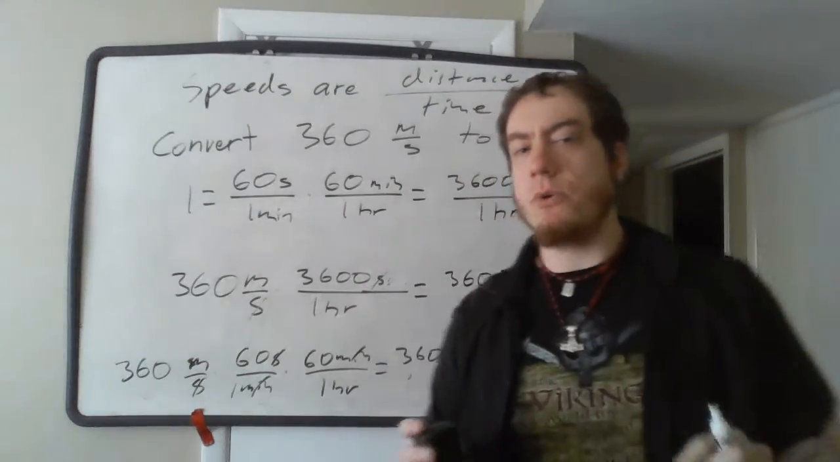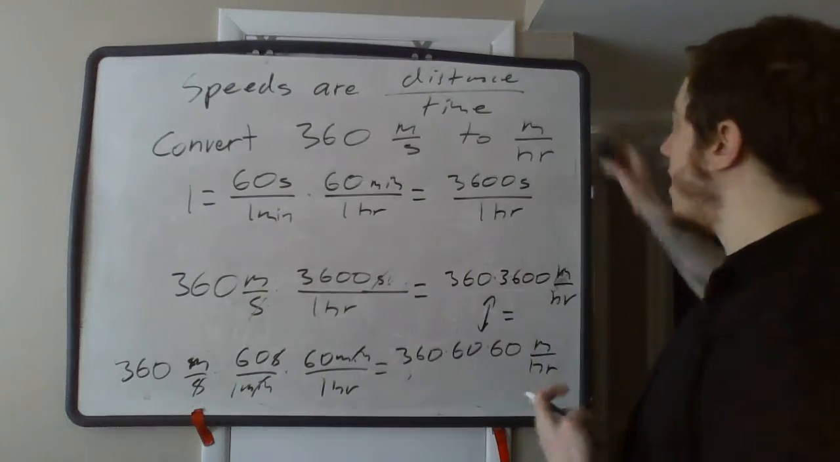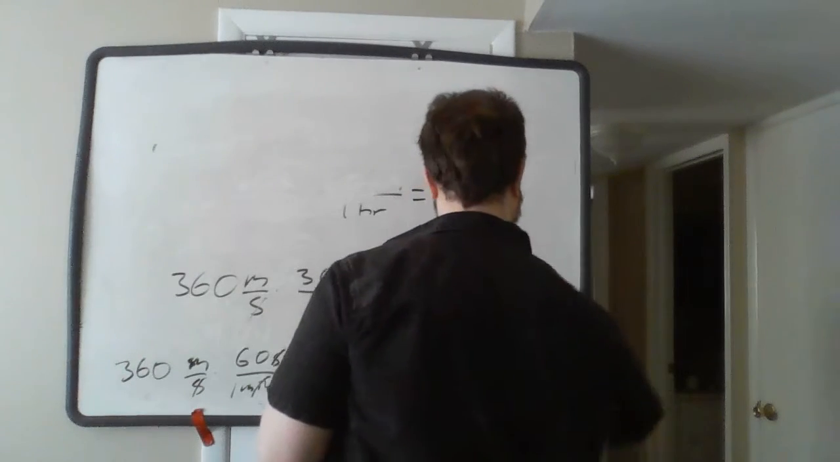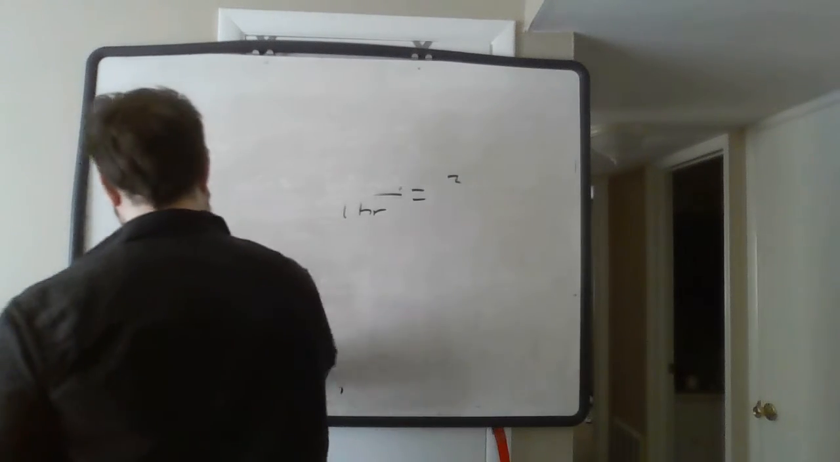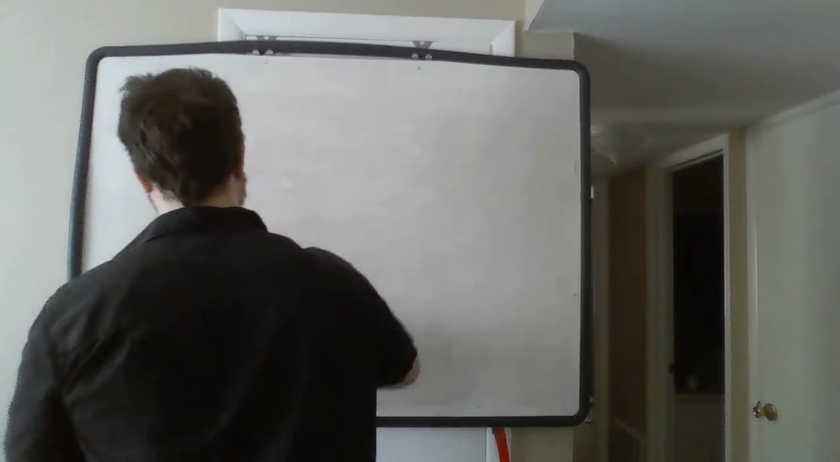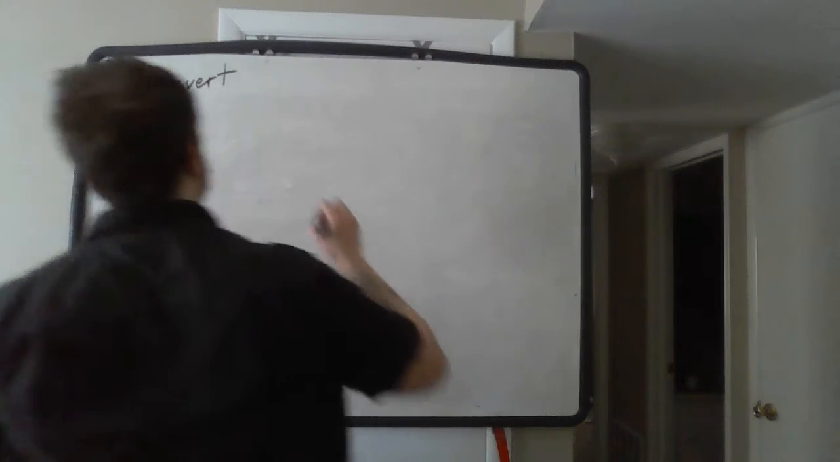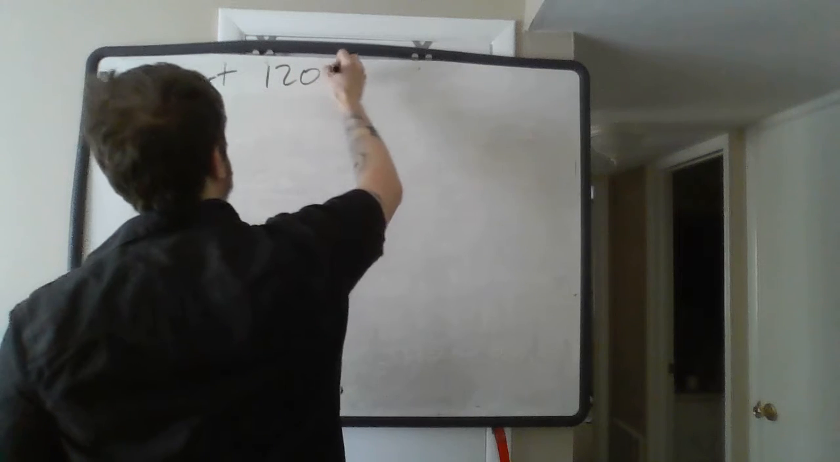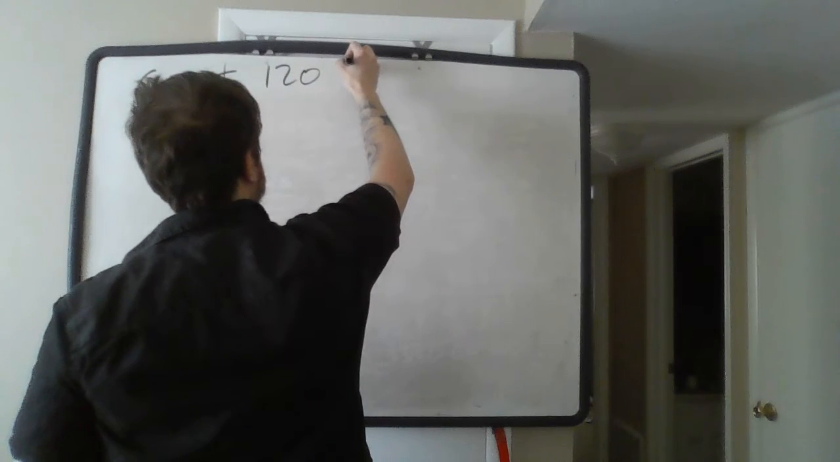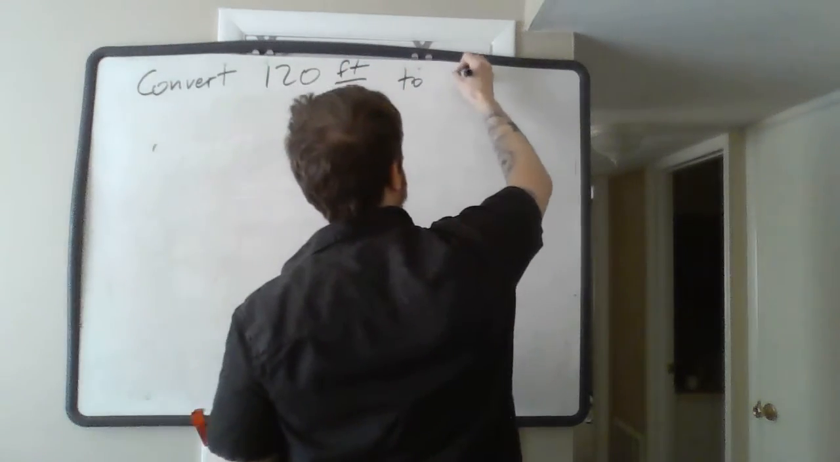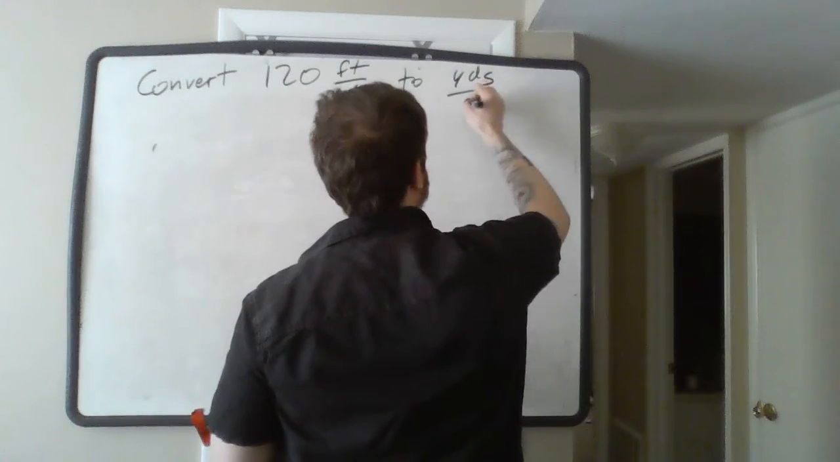The same thing is going to work if we want to do a different kind of conversion with speeds. So let's suppose that I want to convert, let's say that I want to convert 120 feet per minute to yards per second.